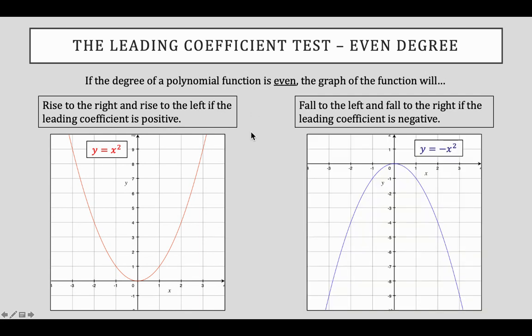Similarly, we could take that graph and reflect it over the x-axis. Here we have the graph of y equals negative x squared. And as you guys know, that's a parabola that opens downward. This falls to the left and falls to the right. If you can remember this shape, we know that any polynomial with an even degree and a negative leading coefficient will fall to the left and fall to the right. And so that is how we apply the leading coefficient test. We need to identify the degree of the polynomial and whether or not the leading coefficient is positive or negative.